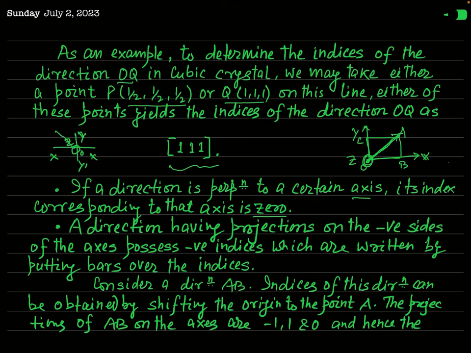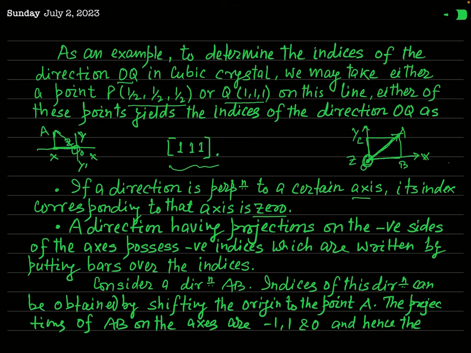And if the vector is along this direction, let us say OA, then you can see the projection of this vector OA along the x axis will be on the negative side. So its x projection in this case will be negative. And corresponding to that negative projection, the indices will be negative, and we write it by putting a sign of bar over it. Okay. So I have mentioned it here.